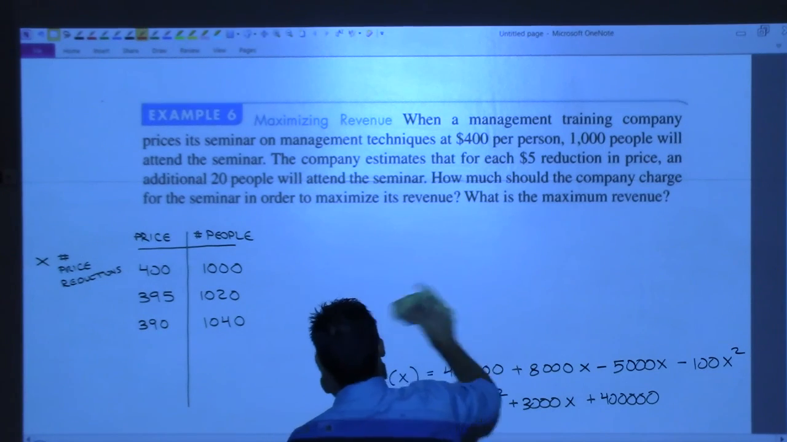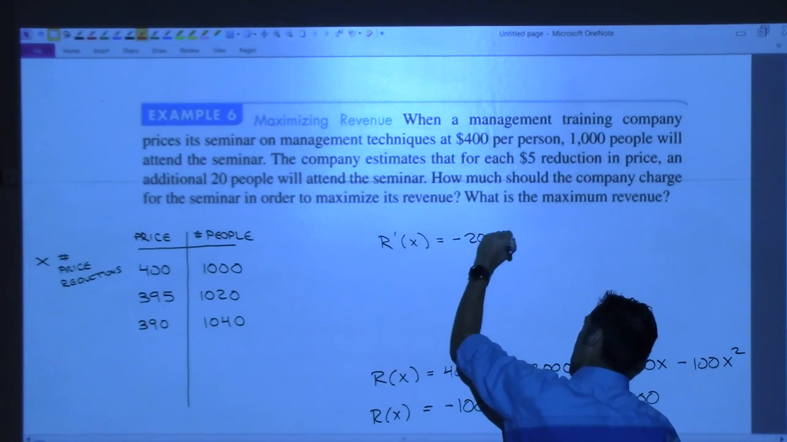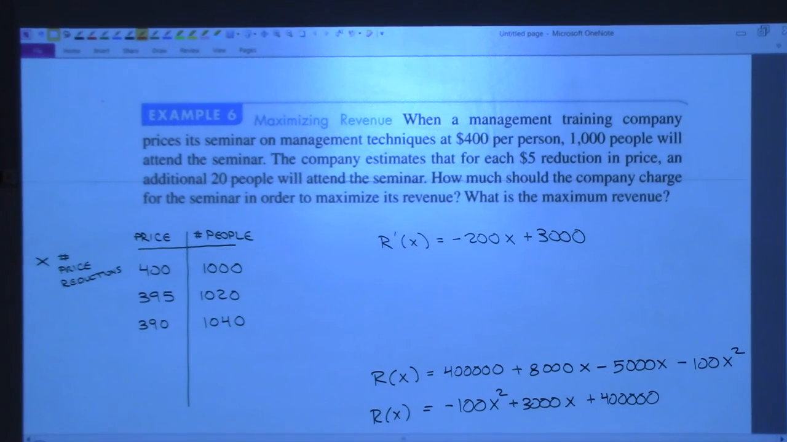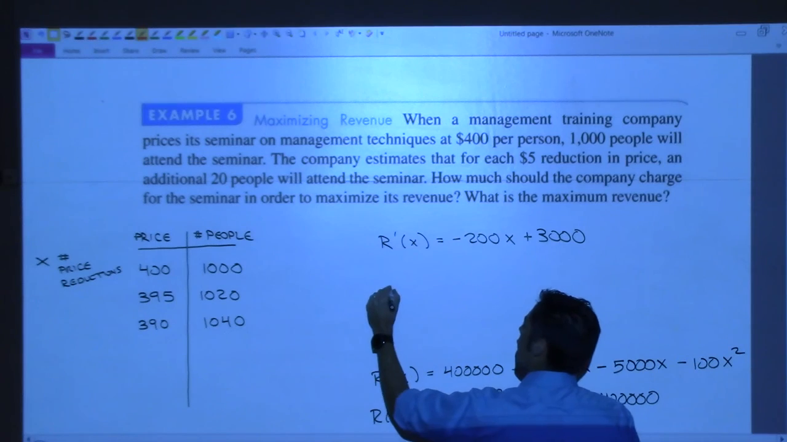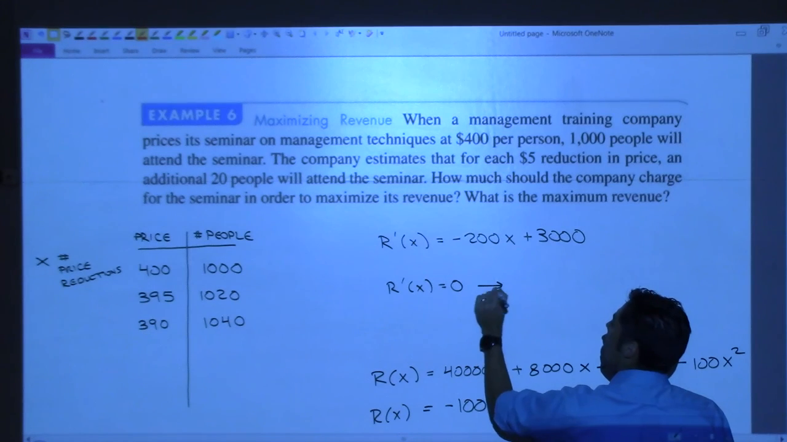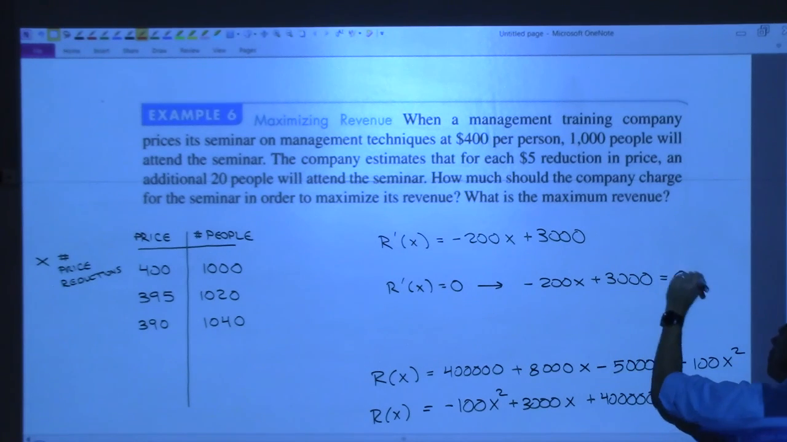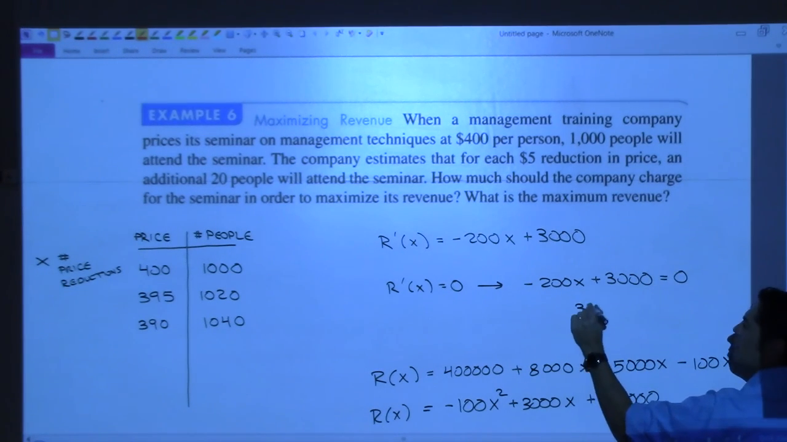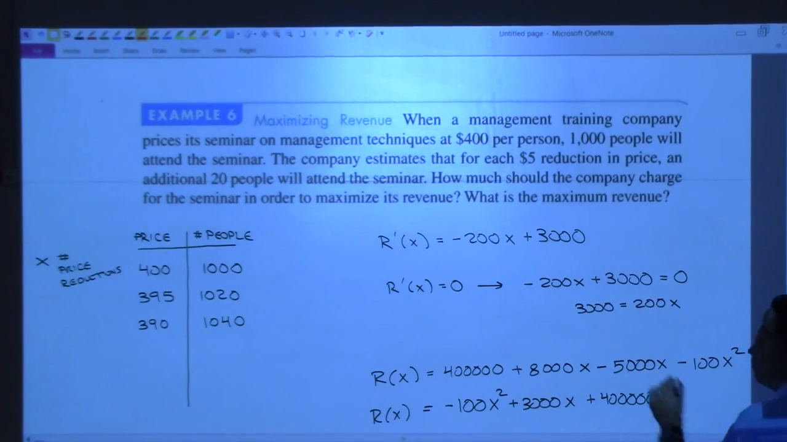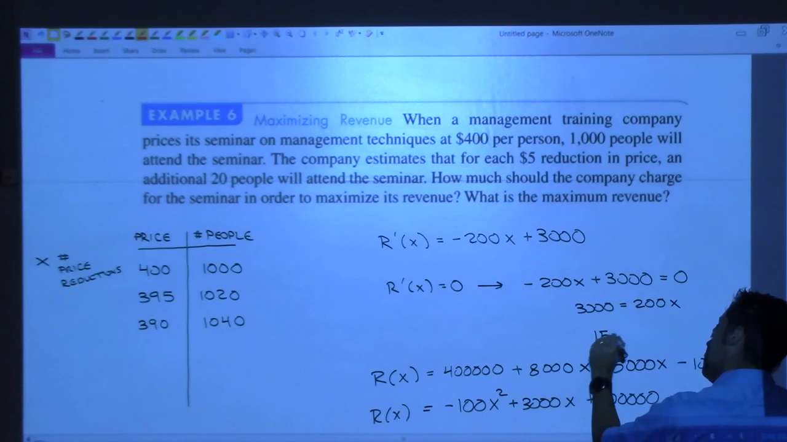So what is the derivative of this thing? Negative 200x plus 3,000. And we're going to now set that equal to 0. That means we're going to set negative 200x plus 3,000 equal to 0. I'm going to leave the 3,000 on this side. I'm going to take the 200x to the other side so it makes it positive. I'm going to divide through. I think I'm getting 15. Yes? You get x is 15.